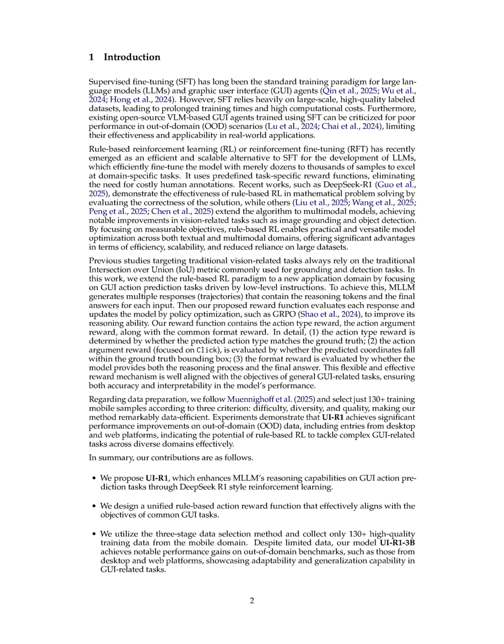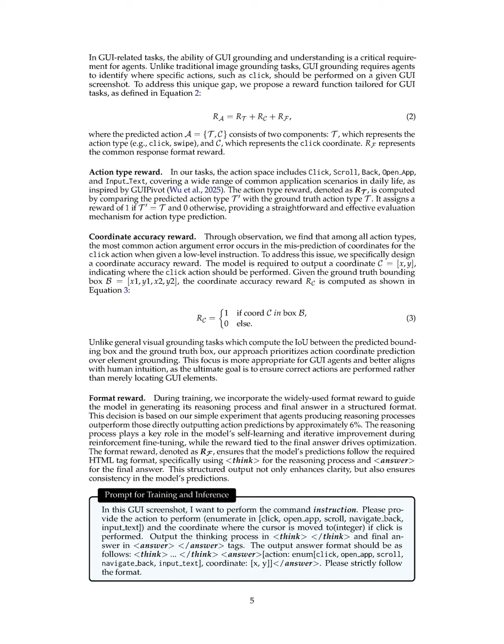The proposed UI-R1 method operates through a structured reinforcement learning (RL) framework designed for GUI action prediction tasks. First, the model generates multiple potential response trajectories for a given low-level instruction, which includes reasoning tokens and final answers. Each response is then evaluated using a tailored reward function that consists of three components: the action type reward, which checks if the predicted action type matches the ground truth; the action argument reward, which assesses the accuracy of predicted click coordinates against the ground truth bounding box; and the format reward, ensuring the model outputs reasoning and answers in a structured format.